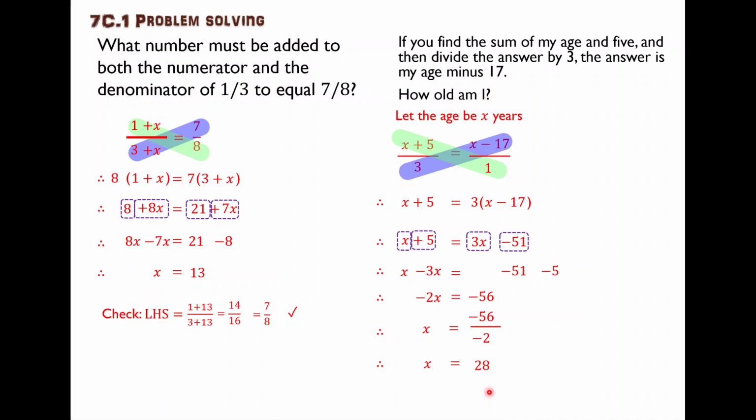So, am I done? 28. I should probably give a unit, shouldn't I? Yeah. What would the unit be here? 28. Oh, it's an age in years. 28 years old. There's my answer. All done.